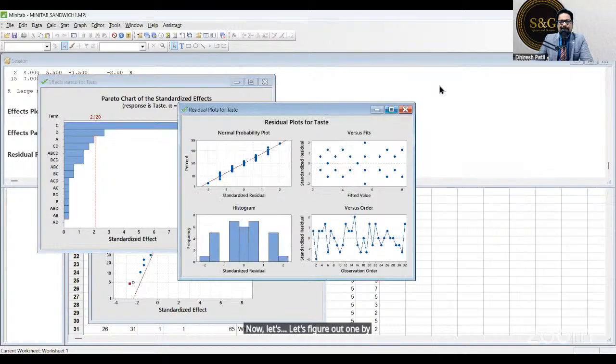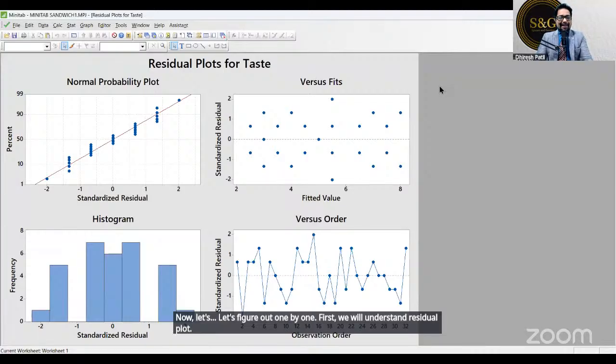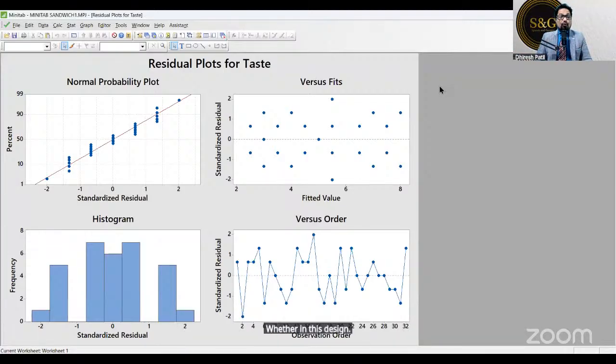First, we will understand the residual plot. In this design, is there any kind of bias or any kind of lurking factor? How do you identify that? You identify it by analyzing the residuals. What is a residual? Just try to understand.